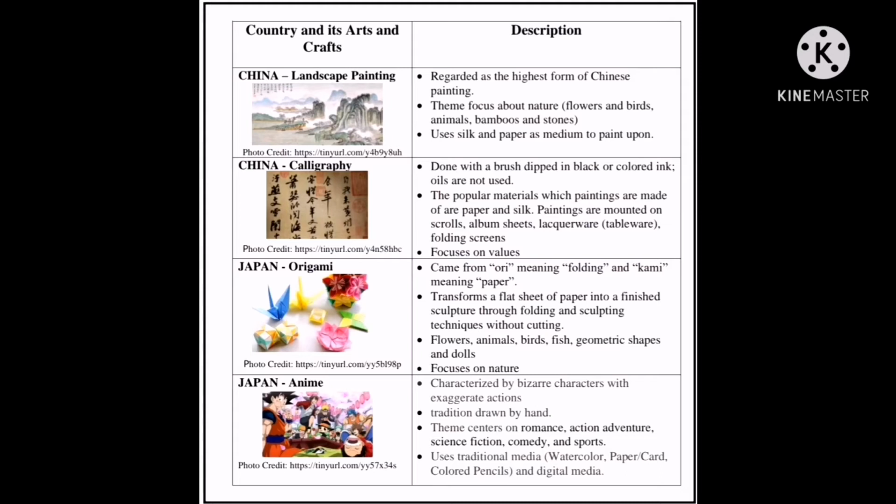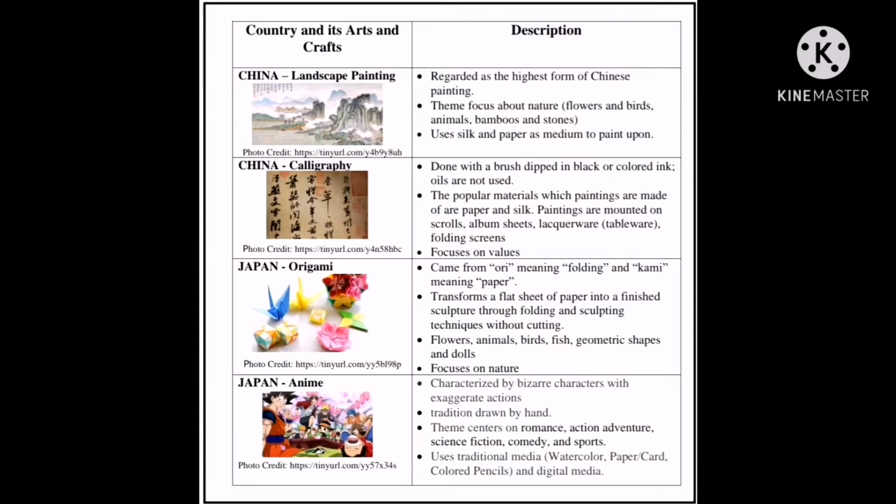Next, we have origami. Origami is the art of paper folding. It came from ori, which means folding, and kami, which means paper. It transforms a flat sheet of paper into a finished sculpture through folding and sculpting techniques without cutting. Most of its outputs are flowers, animals, birds, fish, geometric shapes, and dolls. It usually focuses on nature.